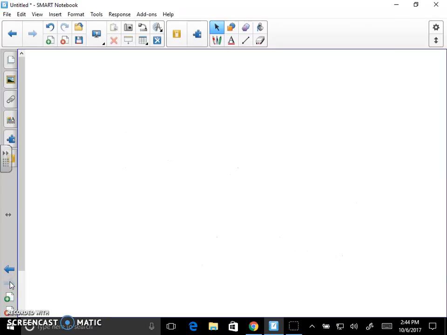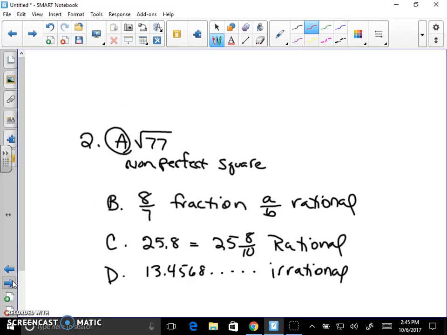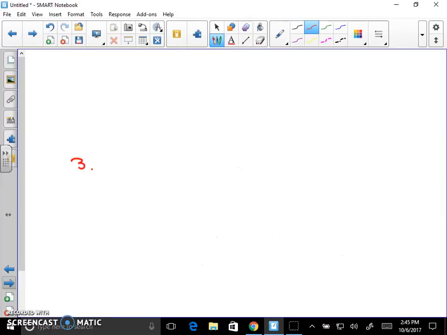Okay. All right, we are on number 3. Number 3, 18. Let's go back to this one right here. 18 is a natural number, right? Because you can count that one. If it's a natural number, it's a whole number. If it's a whole number, it's an integer. If it's an integer, it's rational, and it's also real. Okay? So number 3, we should have chosen real, rational, integer. That's why I keep on saying draw that Venn diagram. Whole and natural. Okay?